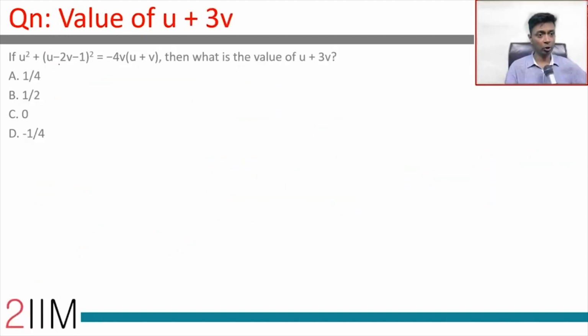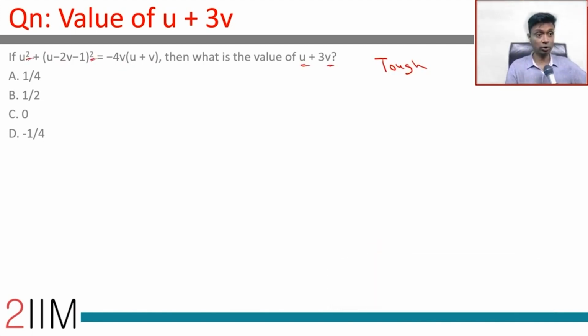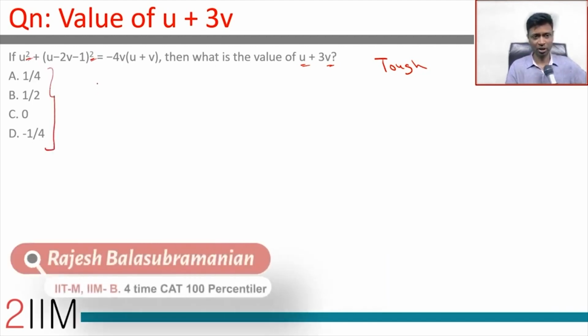u square plus (u minus 2v minus 1) the whole square equals minus 4vu plus v. It's a very tough question. We have just u and v and only one equation, and a quadratic thrown in for good measure. But if you look at the choices, these are all numbers. So there's something here that we need to crack.